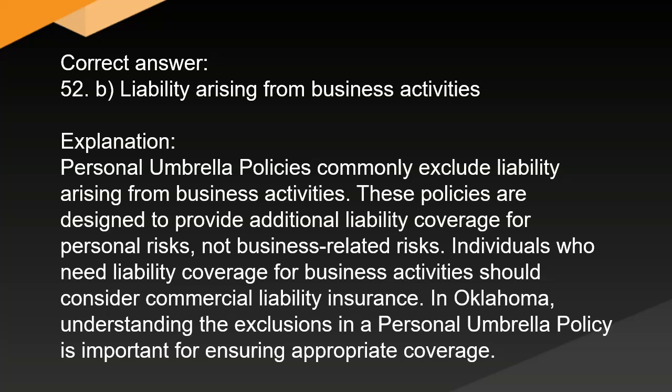Correct answer. B. Liability arising from business activities. Explanation. Personal umbrella policies commonly exclude liability arising from business activities. These policies are designed to provide additional liability coverage for personal risks, not business-related risks.